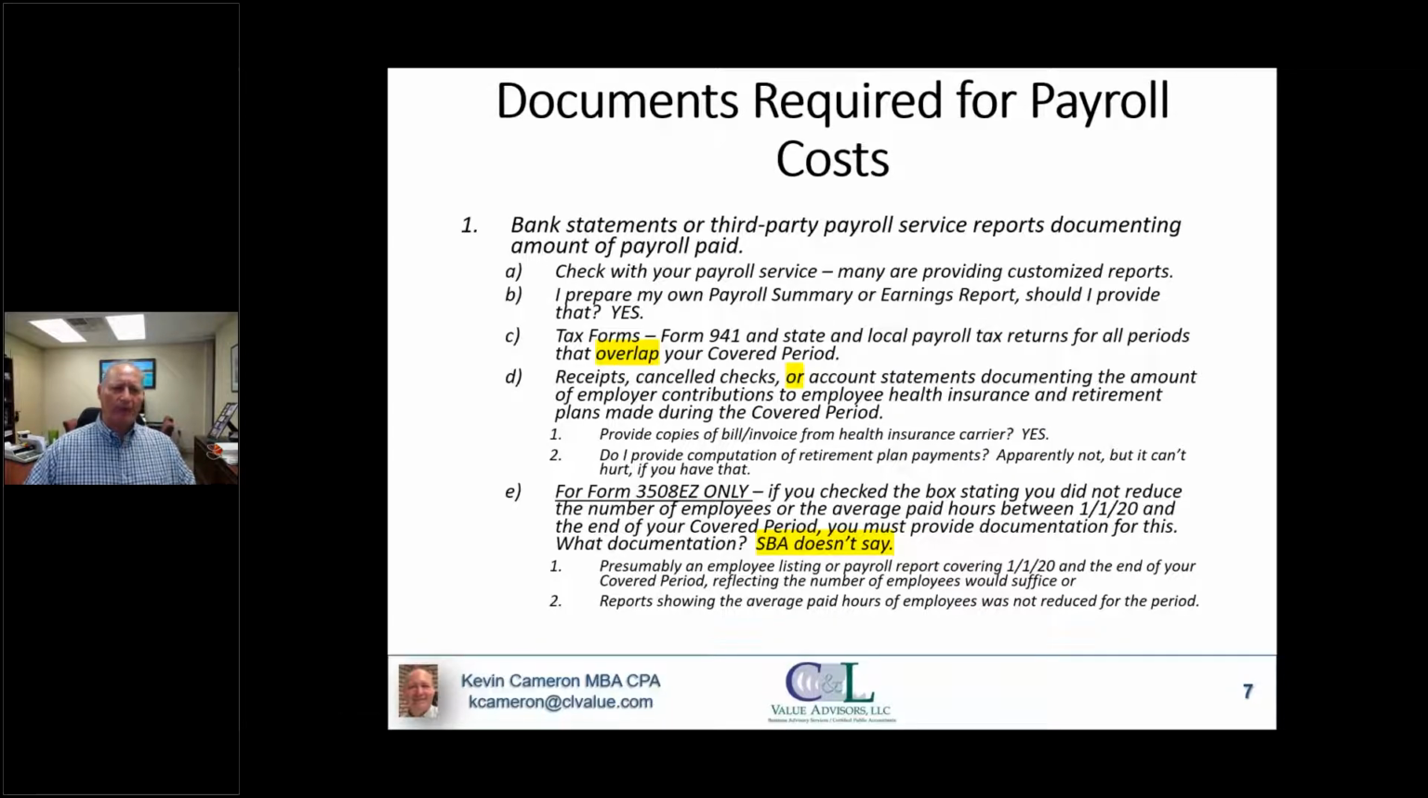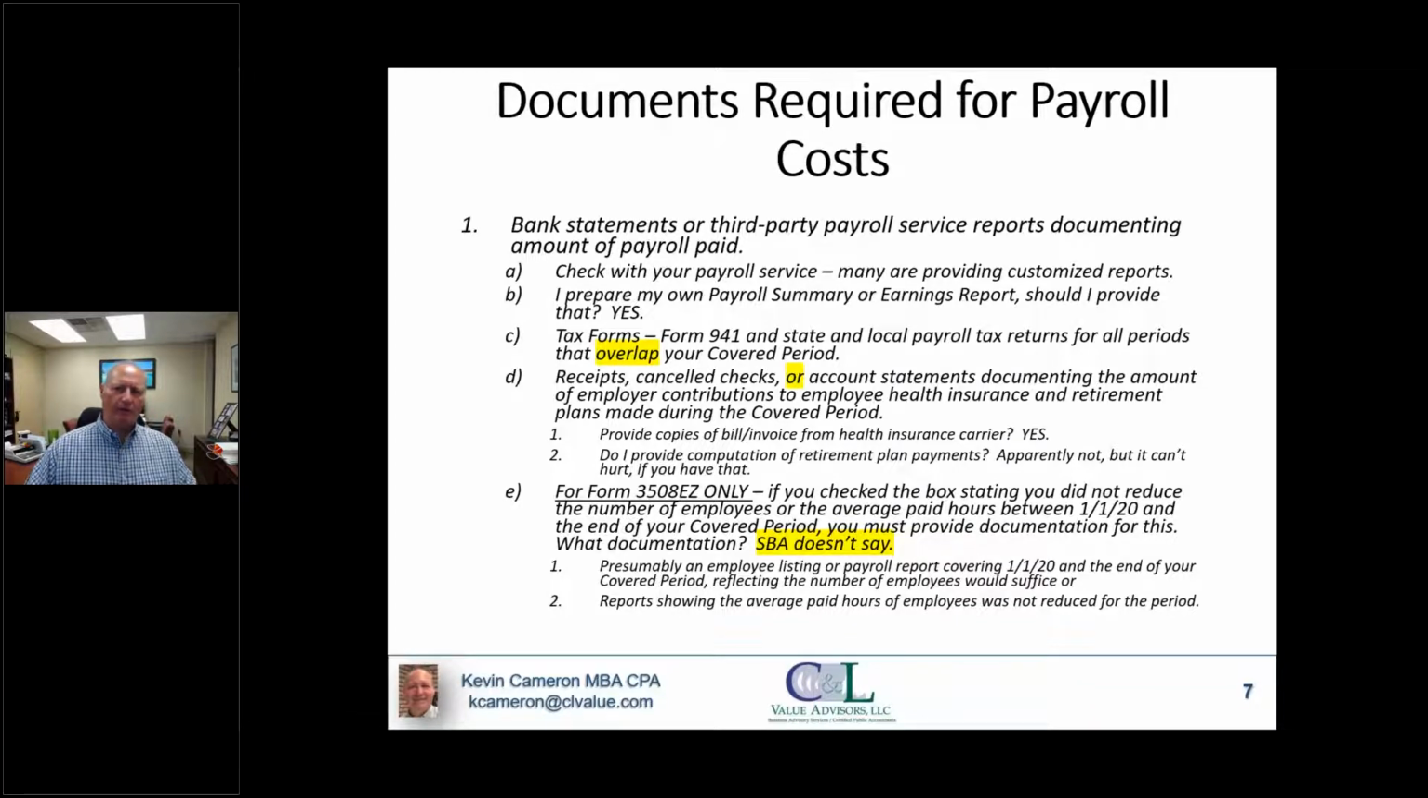So for example, with payroll costs, you're going to need to provide actual copies of your bank statements or a third-party payroll service report that documents the amount of your payroll that was paid. So if you're using something like ADP or Paychex or Paycom, check with the payroll service and see if they are providing a report that is unique to your covered period. And if they are, you can ask them to run your report for that covered period, and you'll be able to use that report in submitting documentation to the lender.